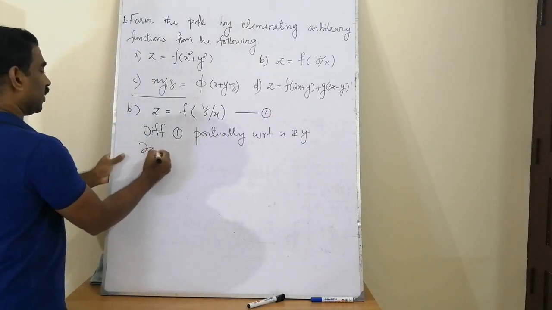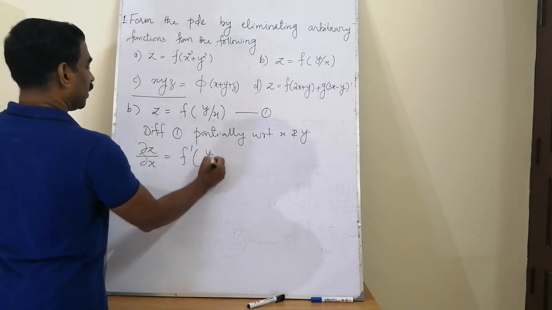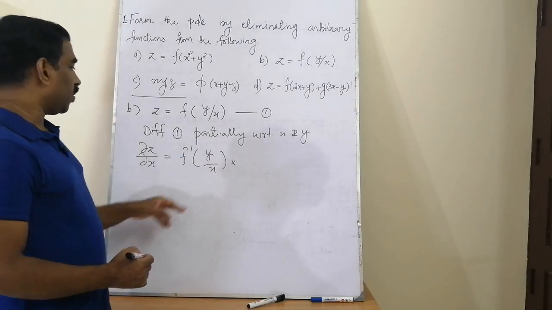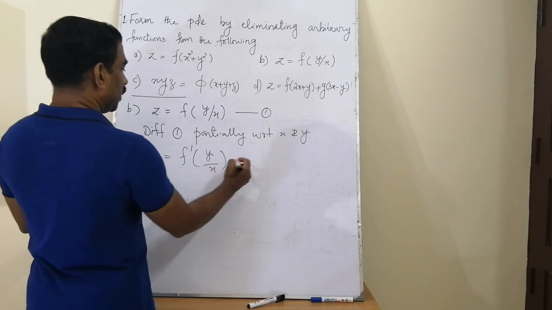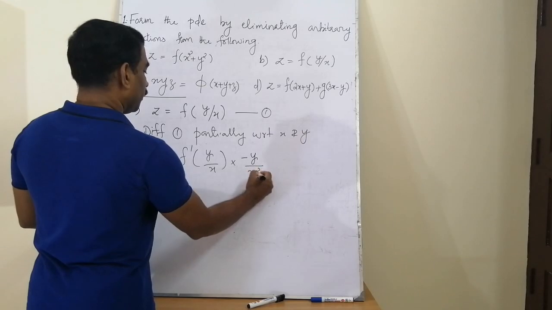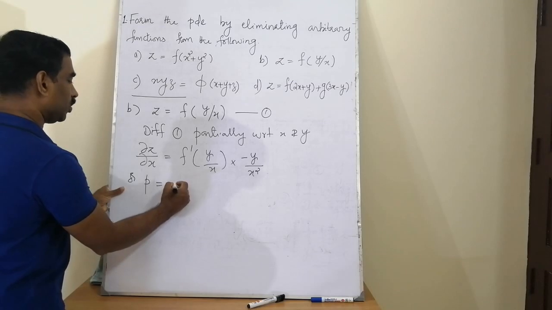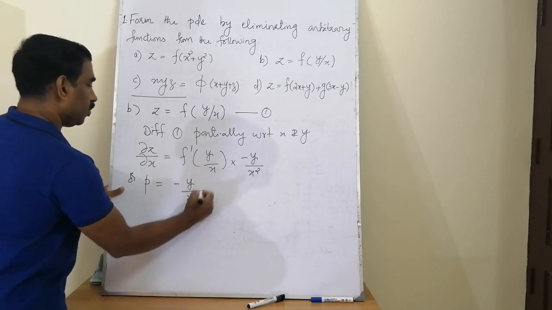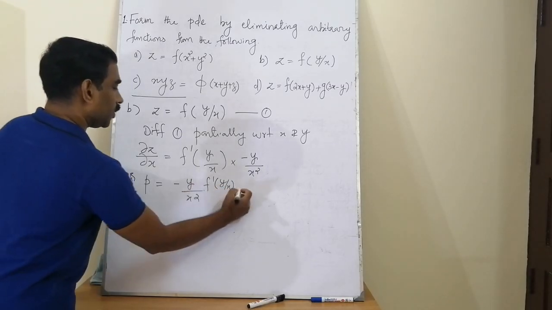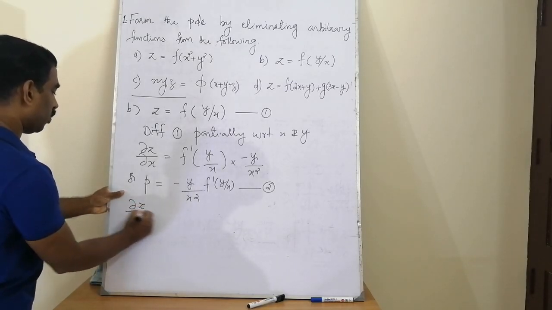That is ∂z/∂x equal to, as before, f'(y/x) into the partial derivative of y/x with respect to x. What is the partial derivative of y/x with respect to x? Because y is constant, we have y into the derivative of 1/x, that is −y/x². Or in notation, we can write this as p = −(y/x²) f'(y/x). Equation number 2.